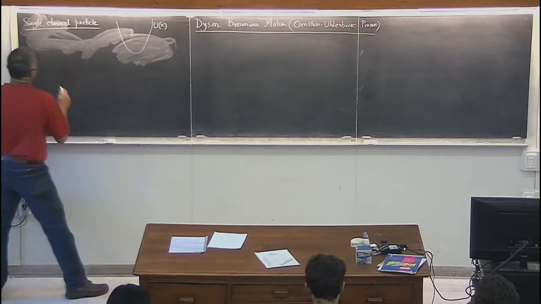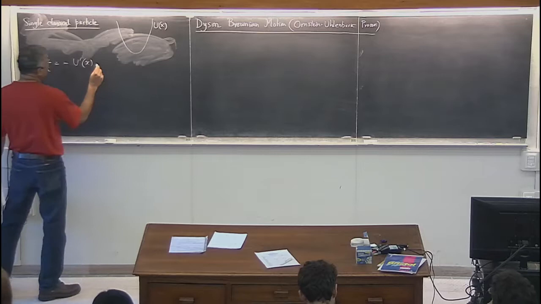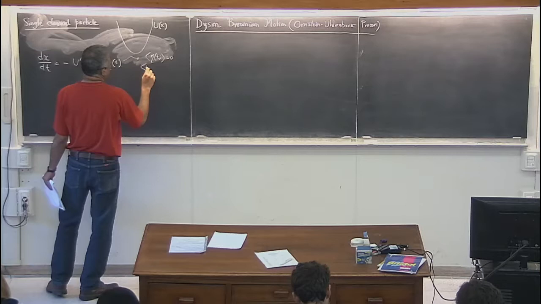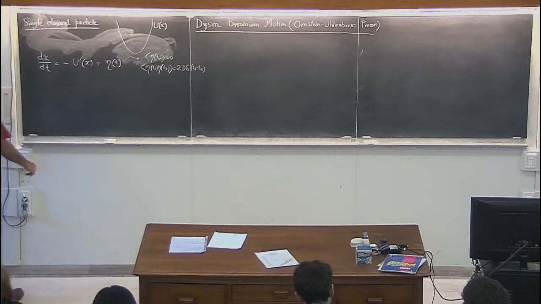So you have this Langevin equation, which has U prime of x, this is the derivative, this is the force, plus some noise term. And this is a Gaussian white noise, which means that the expectation value is zero, and the two-point correlation is just 2D delta of t1 minus t2. So it's a white noise with diffusion constant D.